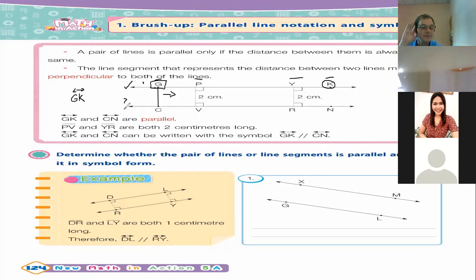Anyone? What is the first letter we see? The letter what? K. At the bottom here, this one. The letter C. Yes. Write down C.